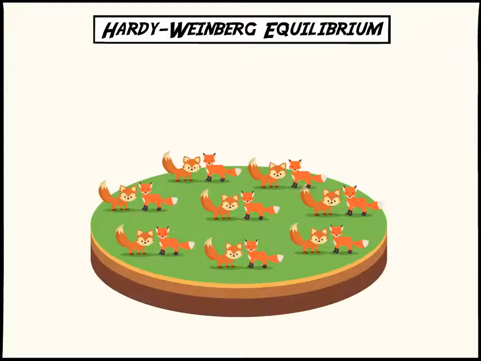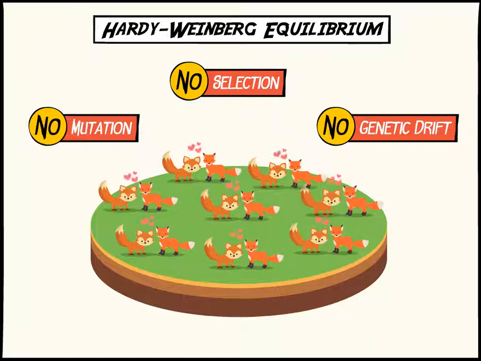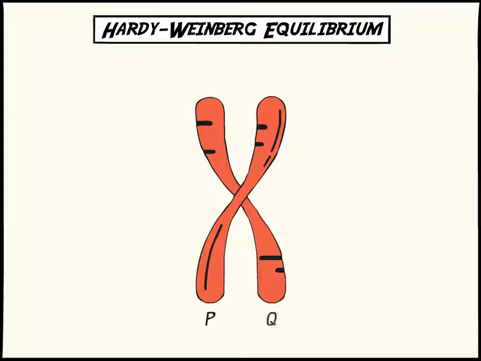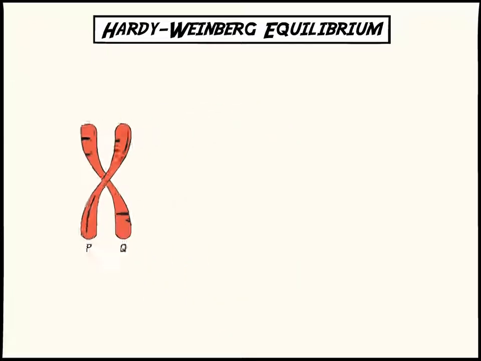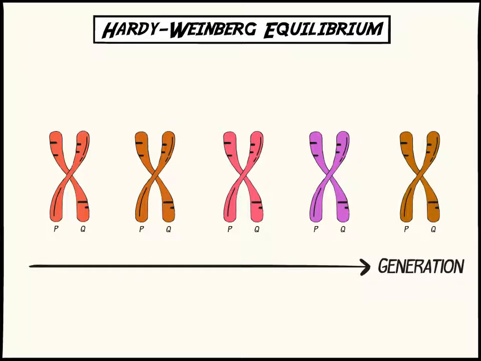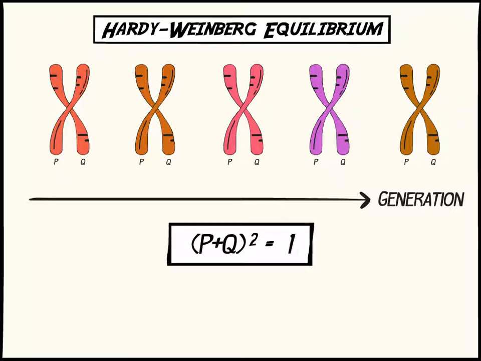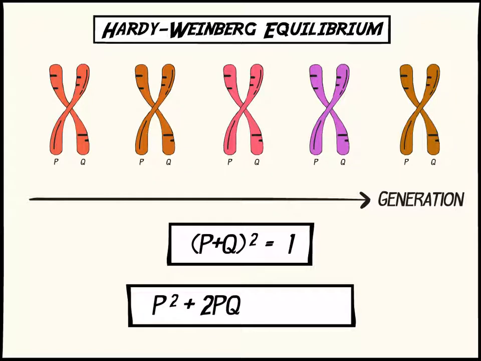The Hardy-Weinberg principle states that in a panmictic population, if there is no pressure of mutation, selection, genetic drift, etc., then the relative frequency of any pair of genes remains constant, generation after generation. For example, a gene has 2 alleles, P and Q, in the population, and no mutation or selection, etc., takes place, then the frequency of these 2 alleles will remain constant generation after generation. This can be mathematically represented as (p + q)² = 1, or p² + 2pq + q² = 1.